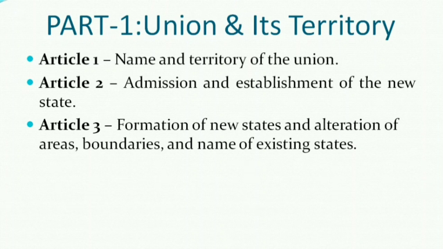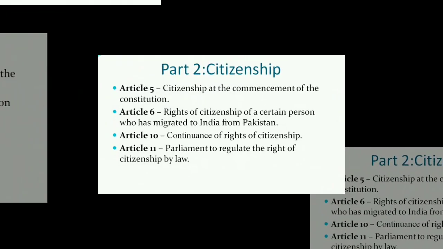Part 1. Union and its territory. Article 1. Name and territory of the Union. Article 2. Admission and establishment of new states. Article 3. Formation of new states and alteration of areas, boundaries and names of the existing states.